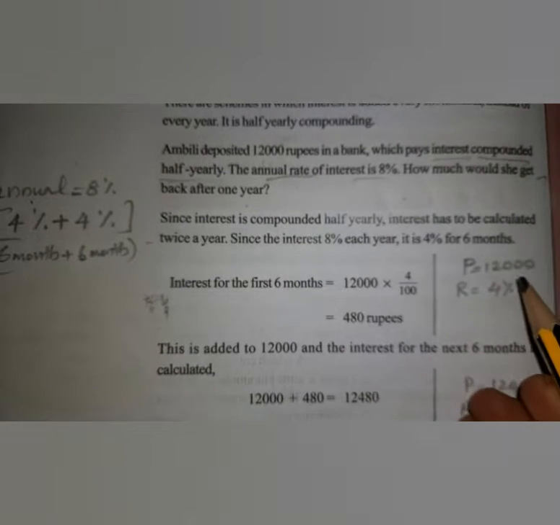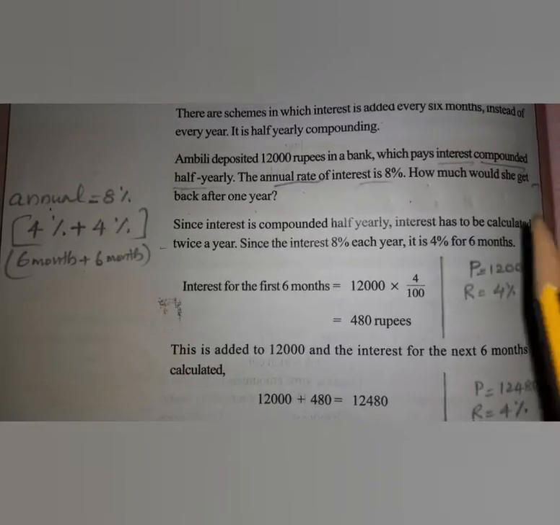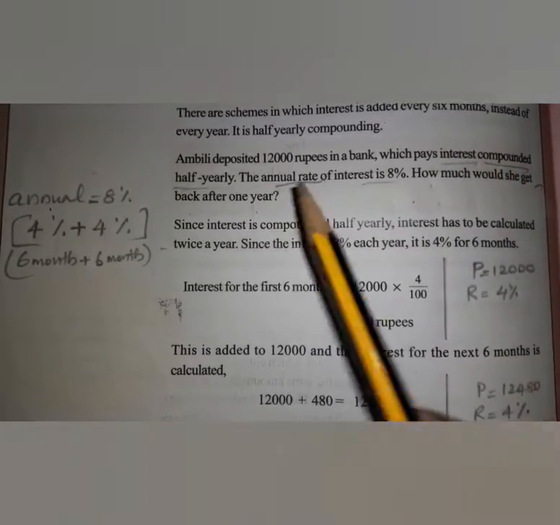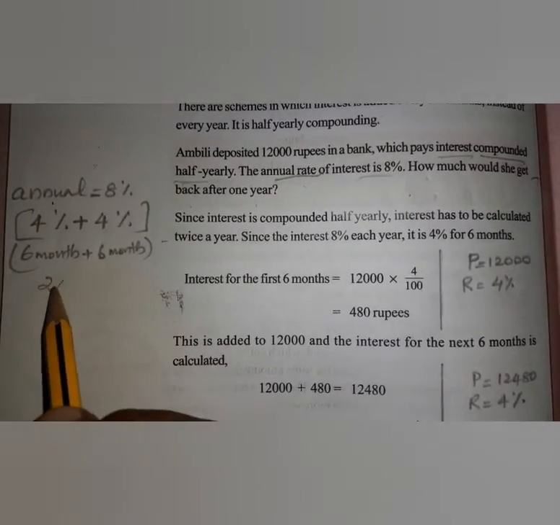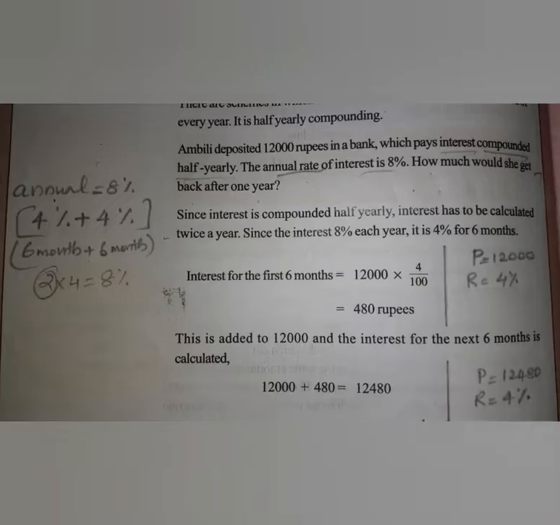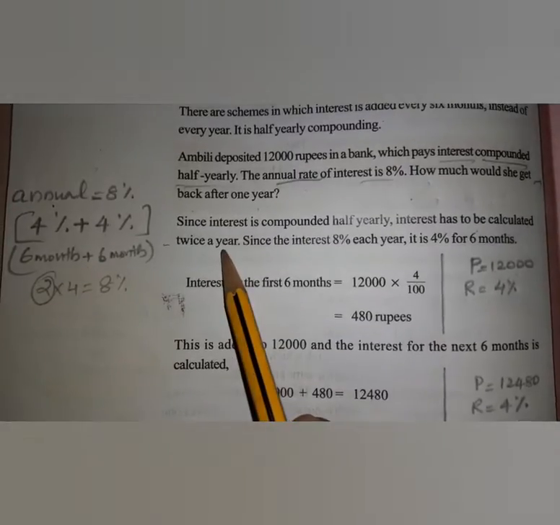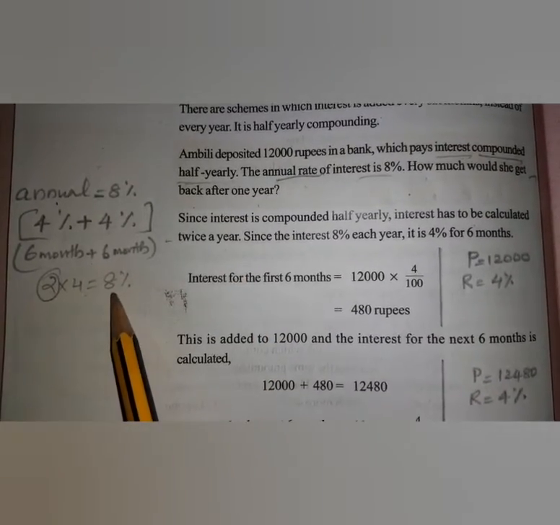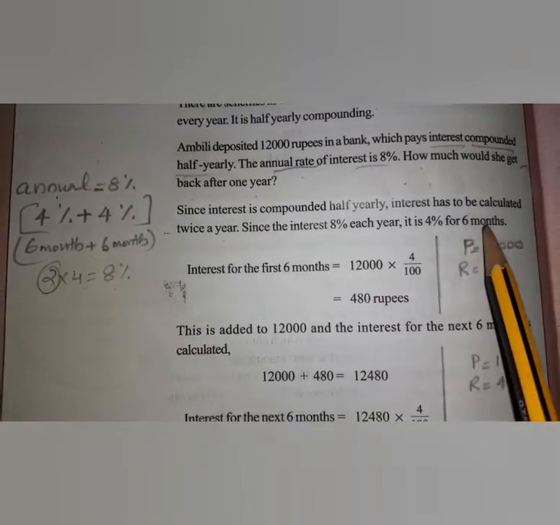So the principal amount is 12,000, and interest is calculated half yearly. So our interest rate is how much? 4% only, not 8%. Remember that one. Annual it is 8%, but interest calculated half yearly means every 6 months 4%, 2 times. So 2 into 4, that is 8%. Since the interest is compounded half yearly, interest has to be calculated twice a year. Since the interest is 8% each year, it is 4% for 6 months.